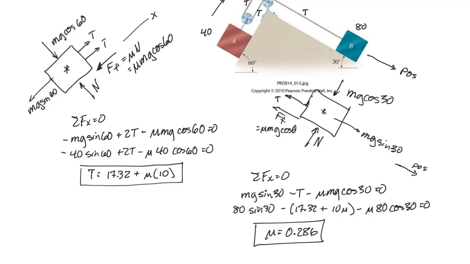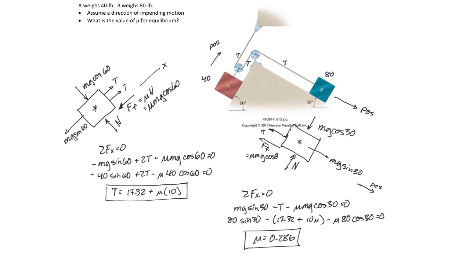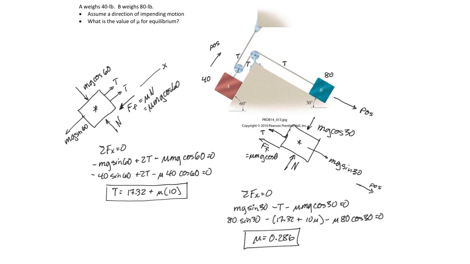That's kind of a concept: how much friction do I need to keep it from slipping? That's the same thing as asking what is the value of mu for equilibrium. This is the minimum mu to prevent slip. If I had a greater mu, it would obviously not slip anymore. If mu was less in this situation, then it would be in a slipping scenario. It'd be a dynamics problem.